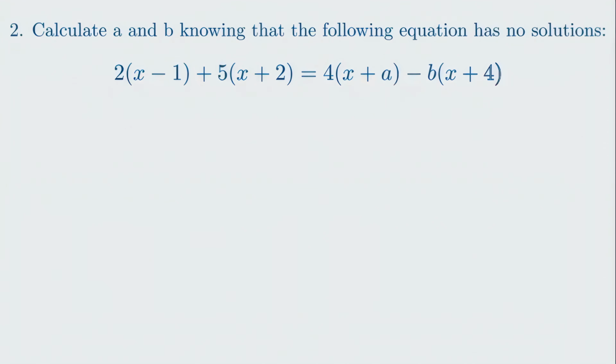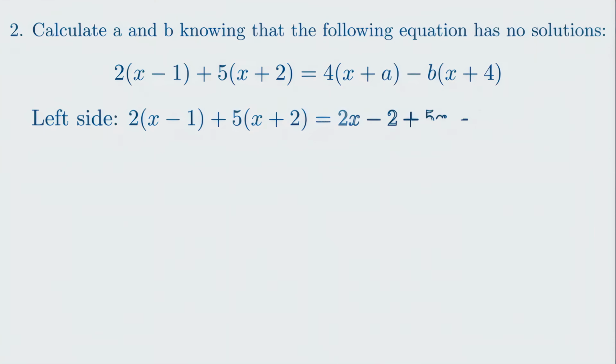The question is to calculate a and b, knowing that the following equation has no solutions. This is a linear equation. First, let's expand and simplify both sides of the equation. On the left side, we distribute the 2 and the 5. This gives us 2x minus 2 plus 5x plus 10. Combining like terms, we get 7x plus 8.